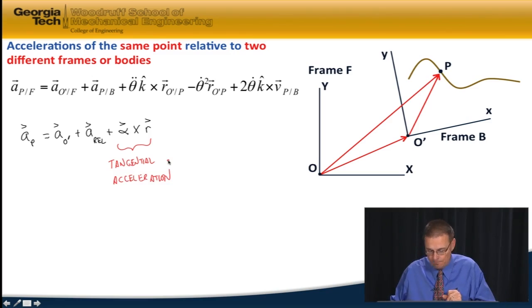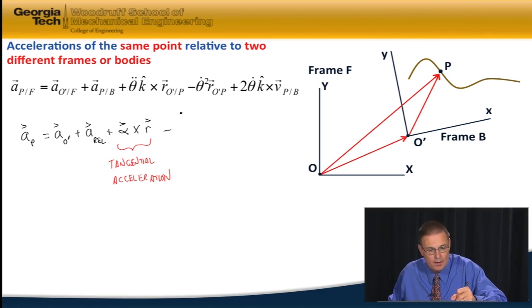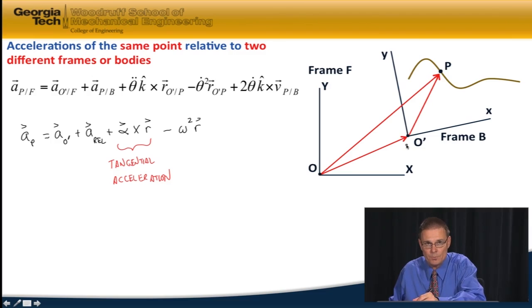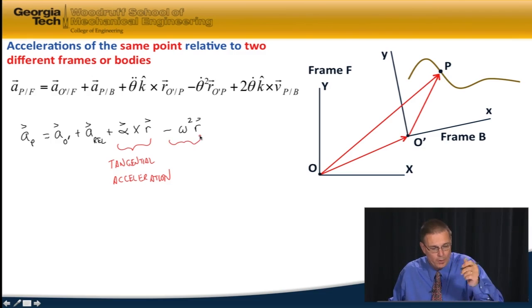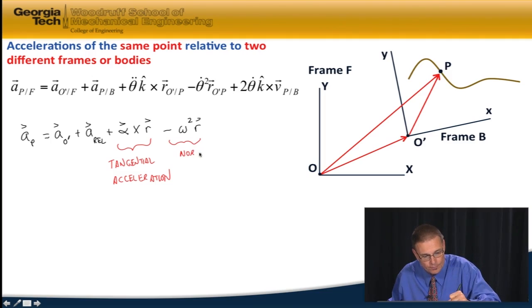And then I've got minus theta dot squared, which is the same as omega squared, since theta dot is the derivative of the angular displacement, which is the same as angular velocity. So this becomes minus omega squared r again, which is just the position vector expressed in the B frame. And that term is called, you should know by now, the normal acceleration, or radial acceleration.